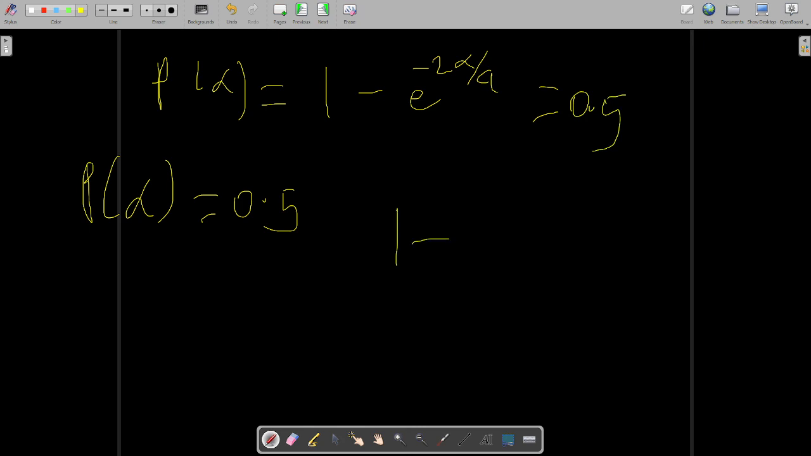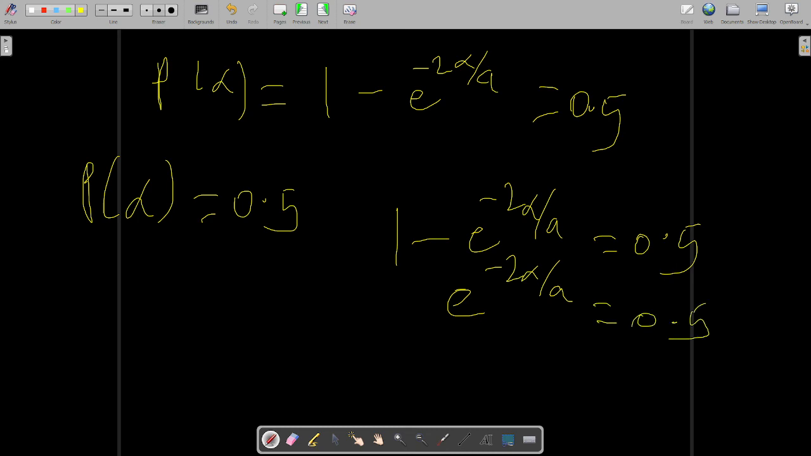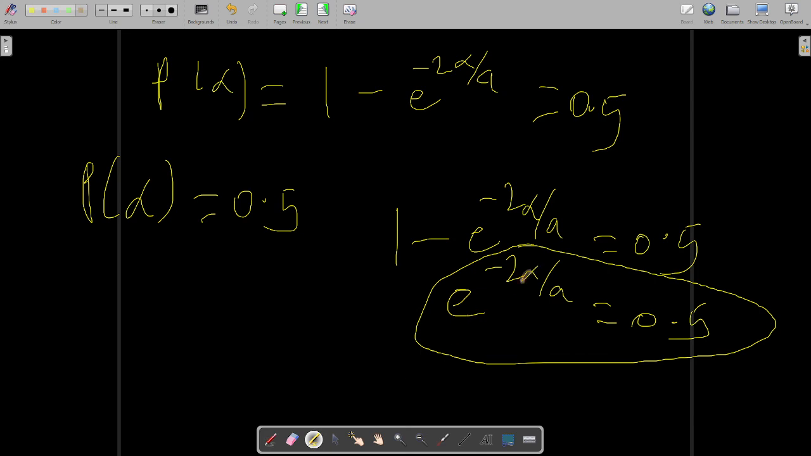After you put 0.5 over there, you eventually get e to the power minus 2 alpha by a is equal to 0.5. Now you will take log on both sides. Why? Because you have to find the value of alpha, and this alpha is in the power. So simply take log to the base e, that is ln, on both sides. So clearly ln half.